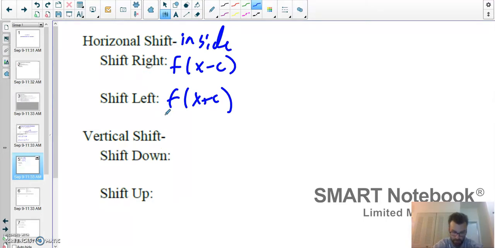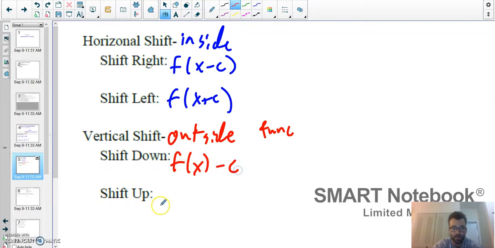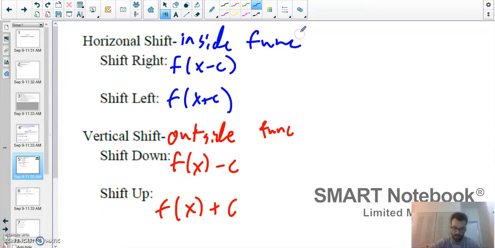A vertical shift happens outside the function. Our shift down is exactly what you would think. Outside of our function, if I shift down, I subtract. If I shift up, I add. So when you're talking about vertical shifts, it stays consistent to what you would think it would be. If you're talking about horizontal shift, it is opposite of what you think when it's on the inside of the function.